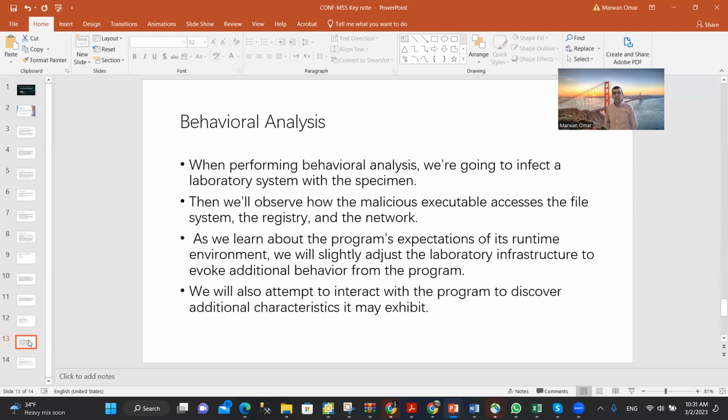So when performing behavioral analysis, we infect a lab system with specimens such as brb.exe, as we talked about. Then we observe how the malicious executable accesses the file system, the registry, the network. And we can also look at the log files. As we learn about the program's expectations, its runtime environment, we can slightly adjust the laboratory infrastructure to evoke additional behavior from the program. And we can try to interact with the program to discover additional characteristics that it may exhibit later.